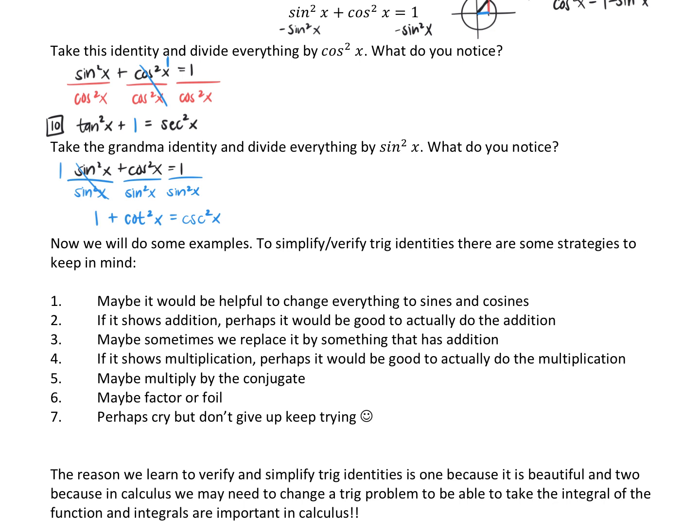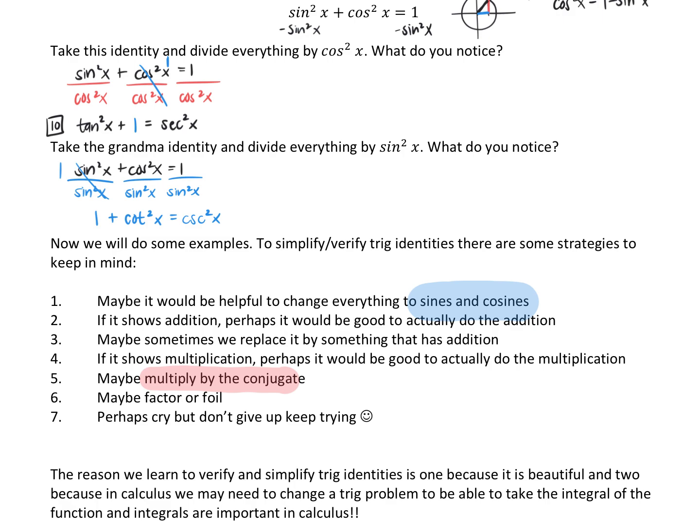So with these next 7 steps that Miss Daughtry came up with, they are all valid, but you don't have to do this every single time, especially not the last one. Please don't cry every single time when you're trying to do this. It might be helpful to change your stuff into sine and cosine. If you're given stuff in terms of cotangent, tangent, cosecant, secant, change it in terms of sine and cosine. It might help you simplify it. Might not always, but it might help. Next, if it shows addition, it might be good to do the addition. Same thing if it shows multiplication, it might be good to do the multiplication. You might need to multiply by the conjugate. We'll do an example like that.